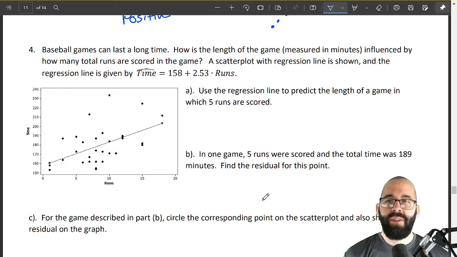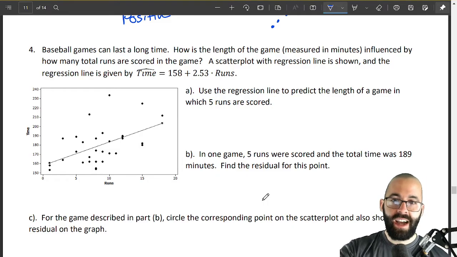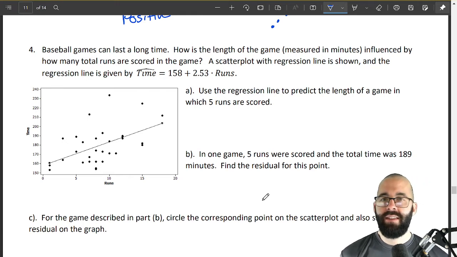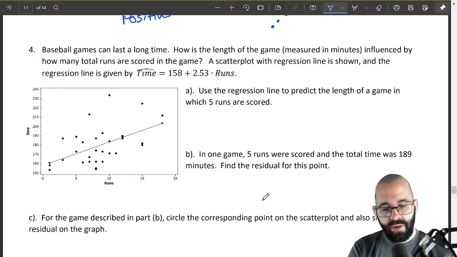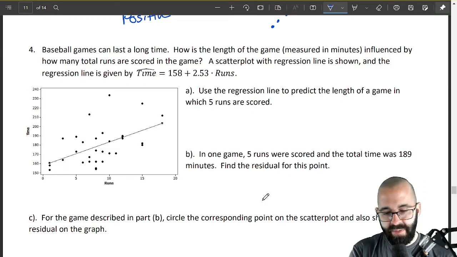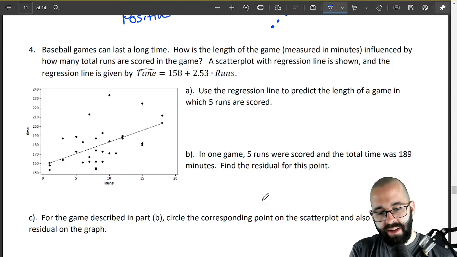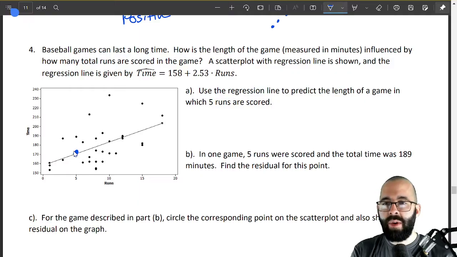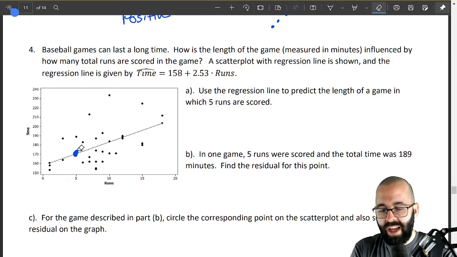How is the length of the game influenced by the number of total runs? A scatter plot with regression is shown below, and the regression line is given by time hat. Instead of y hat, we're using time hat here, is that equation. So we could write it with x's and y's, but they're using the variables with words. That's fine too. Use the regression line to predict the length of a game in which 5 runs are scored. It's going to be right here. About 170 minutes, almost 3 hours.